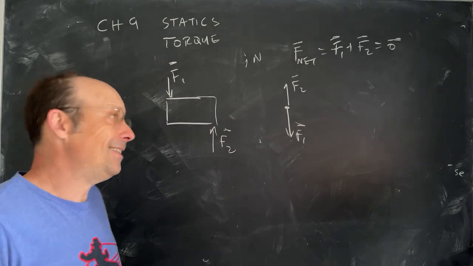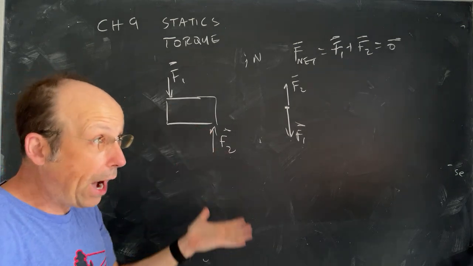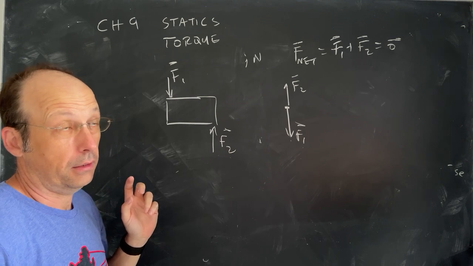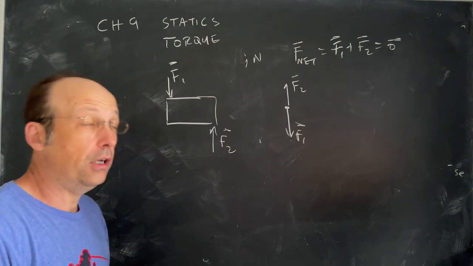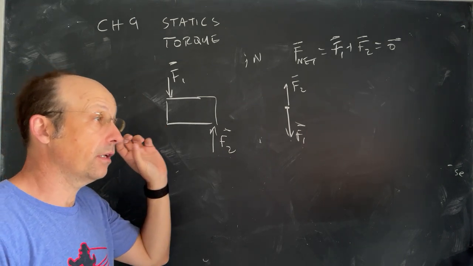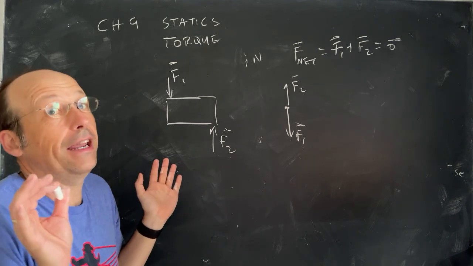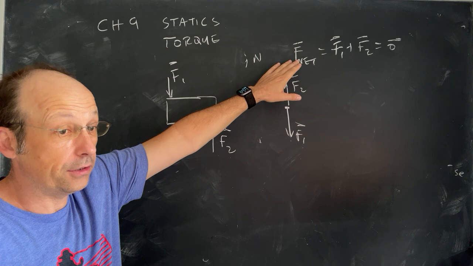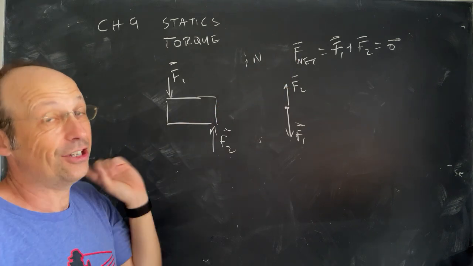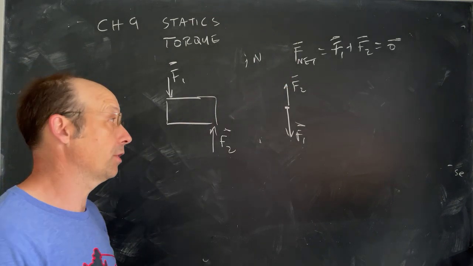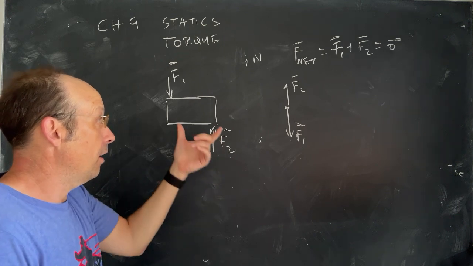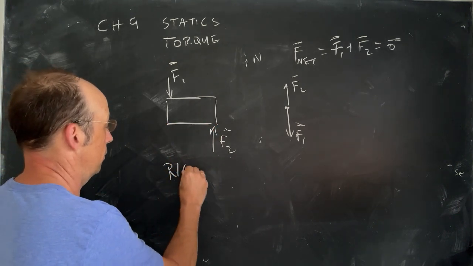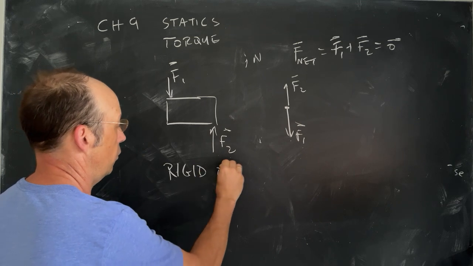So in this situation, it does matter where on the object the forces are applied. And we're going to need an extra constraint for equilibrium. We're not just going to have the net force equal to 0. We're going to say the net torque about some point is equal to 0. And this deals with what we call rigid objects, or rigid bodies.